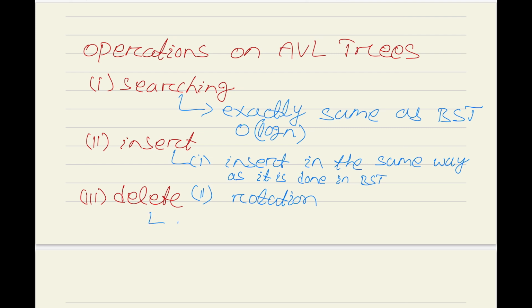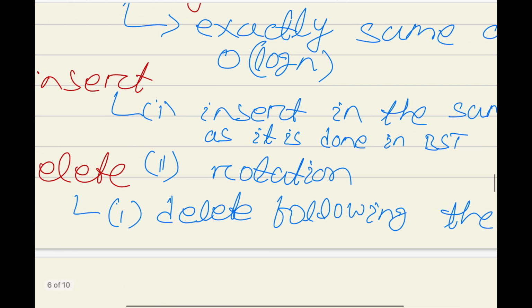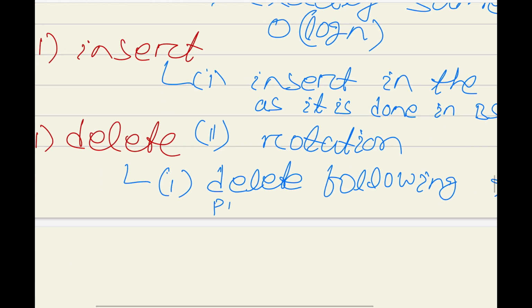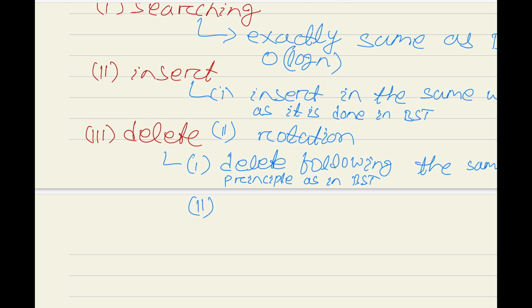Here also, deletion is exactly the same way as it is in the binary search tree. So delete following the same principle as in binary search tree. And after deletion, if the tree becomes unbalanced, then perform some rotations to balance the tree.